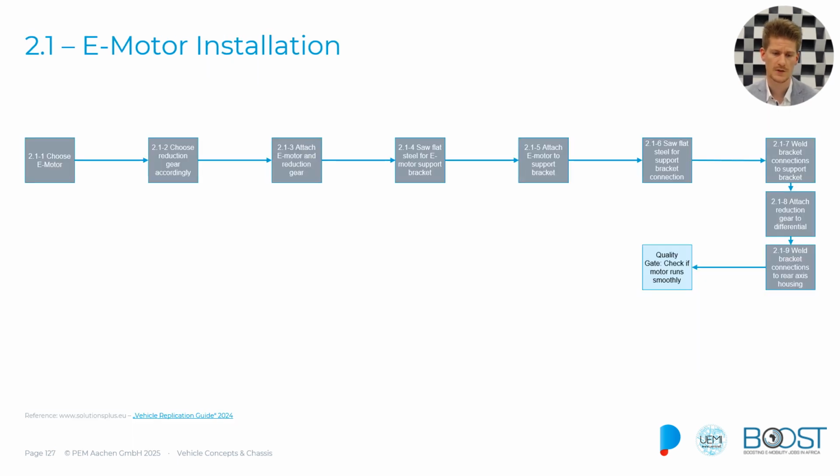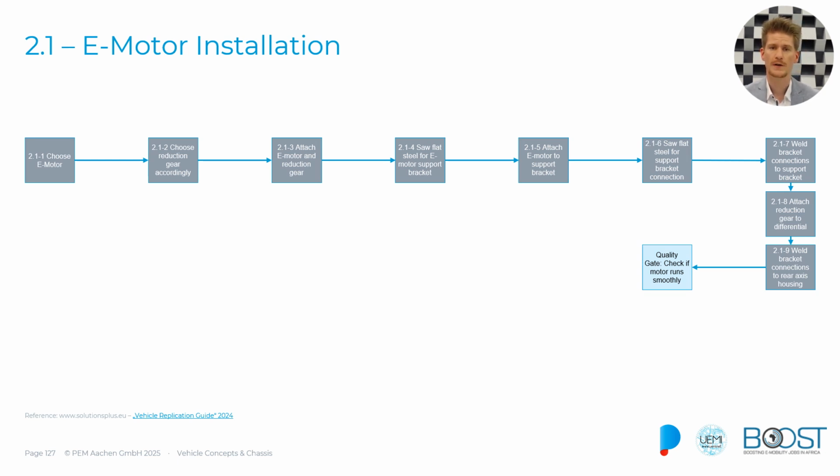This is the electric motor installation. So we choose the electric motor, we choose the reduction gear accordingly to that motor, and then we attach the motor and the reduction gear to each other, and then we will saw some support brackets for the motor. We will attach the motor to the support bracket, and then we will make a connection. The bracket connection is then welded, and then we will attach the reduction gear to the differential and weld the brackets to the rear axle housing.